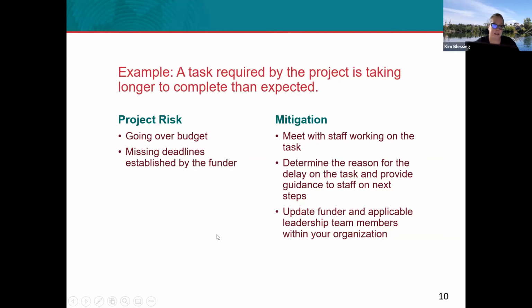So I'm going to talk about a couple of examples of issues that can come up with your project and some ways to address them. The first example is a task required by the project is taking longer to complete than expected. Taking longer to complete can include that it's taking more labor hours, so it's taking staff longer to actually do the work. Or, and sometimes it's a combination of these two, it could be a situation where it's taking longer time-wise. So maybe that staff member is busy and they haven't gotten to what you need them to do.